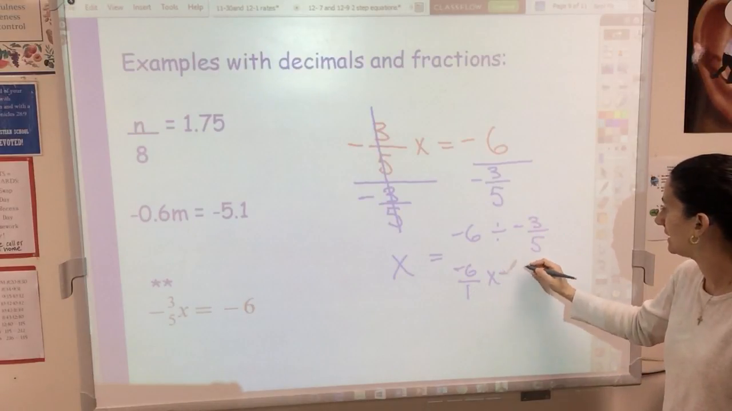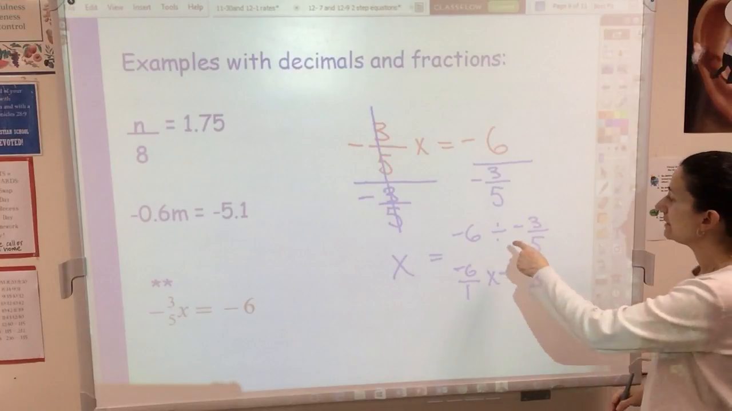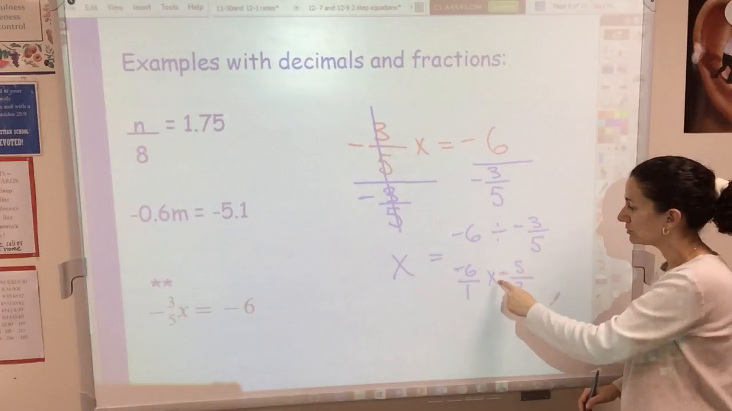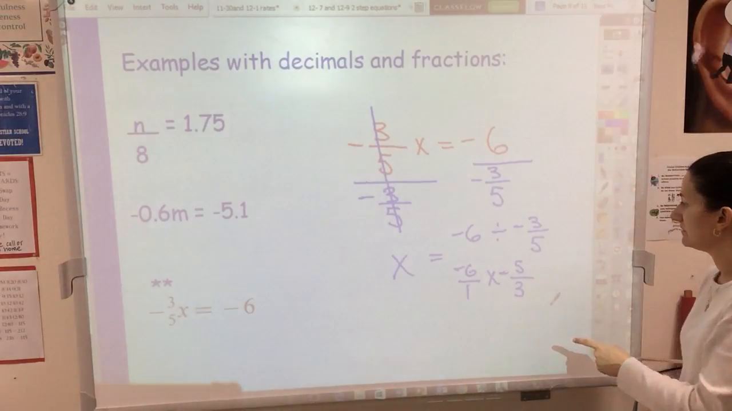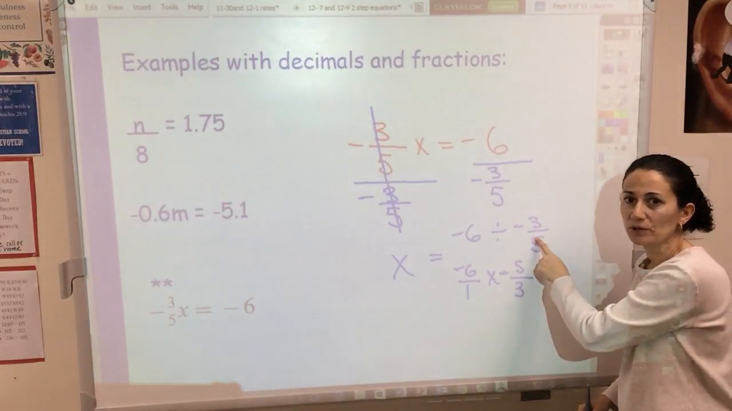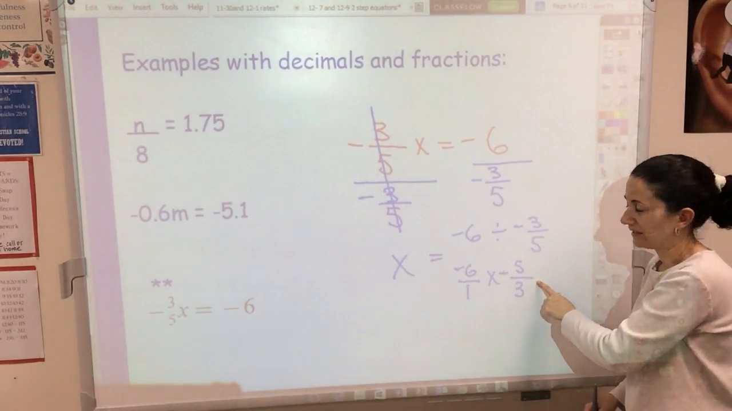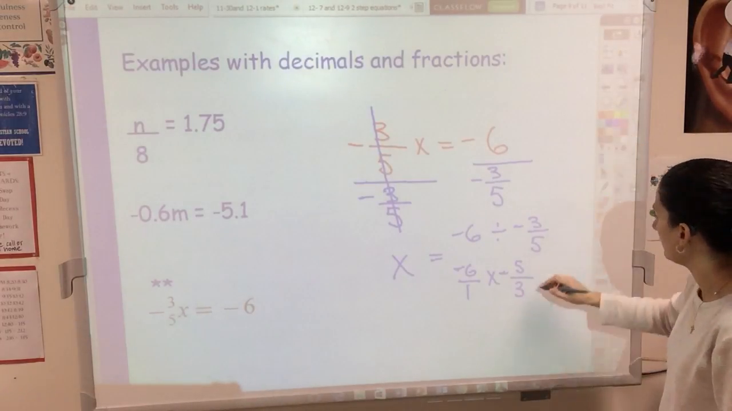So that becomes negative 5 over 3. So dividing a fraction is the same thing as multiplying by its reciprocal. Remember that? We already studied division of fractions. If this were a mixed number, I would make it improper before flipping it. Okay? So now I can try to cross simplify if possible.